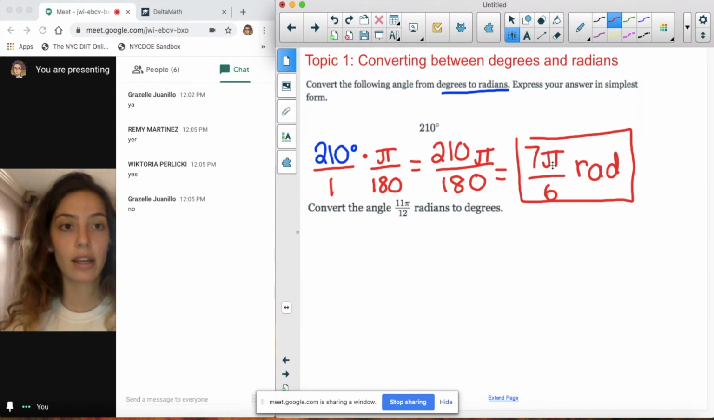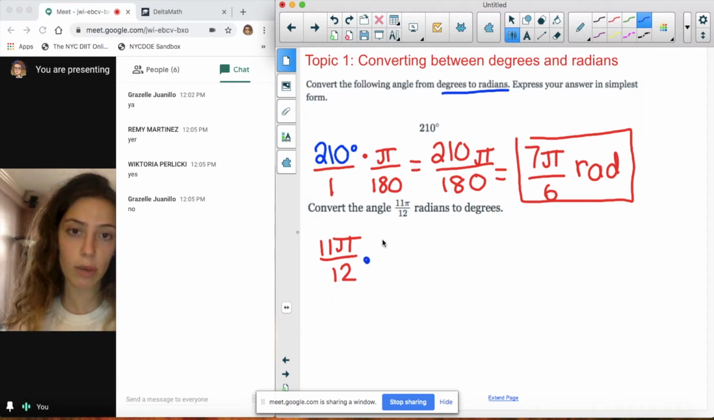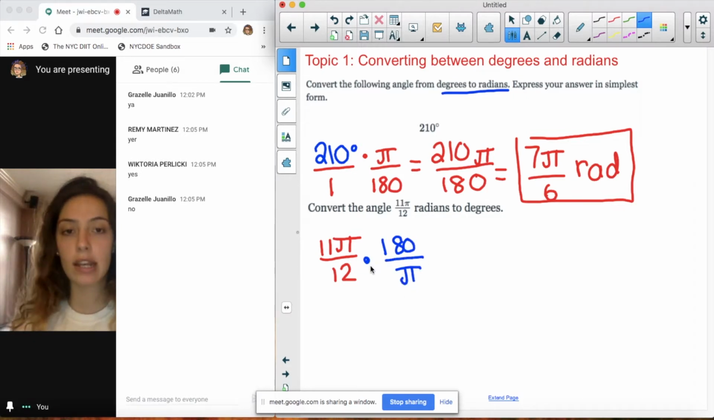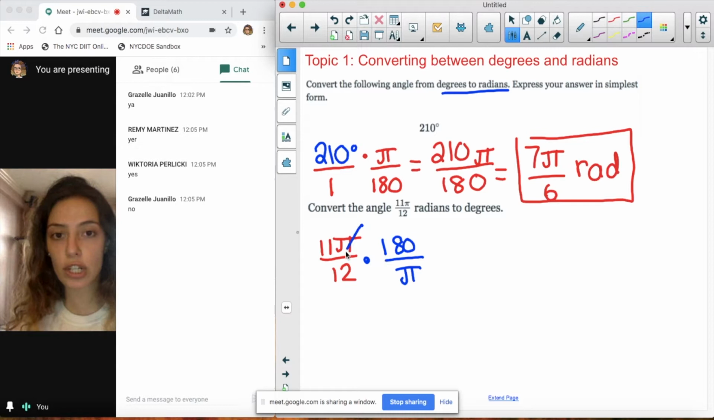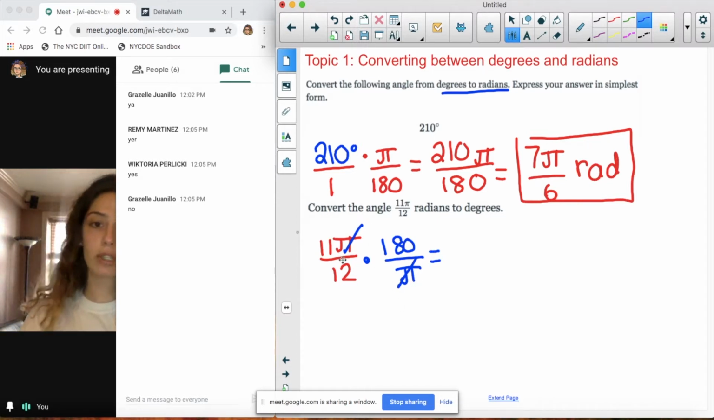Okay, so for the next one, again, if you have questions, just ask in the chat. It says convert 11 pi over 12 radians to degrees. So to convert to degrees, we multiply by 180 over pi. Now you know you're using the right conversion if the pi's cancel out. Since this one is in the numerator and this one is in the denominator, they will cancel out. And then we multiply across.